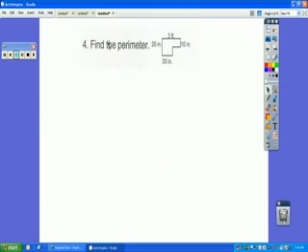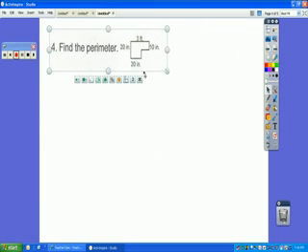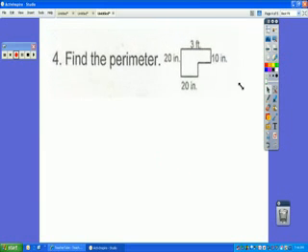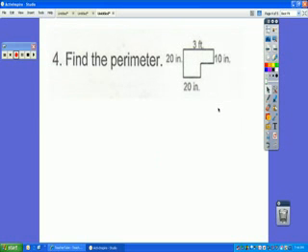Next, I'm going to find the perimeter. I want you to take a very good look at this picture. This picture is missing information here and here. However, I know what this information is. And we also have inches and feet. So I'm going to convert everything to inches. And 3 feet is 36 inches.